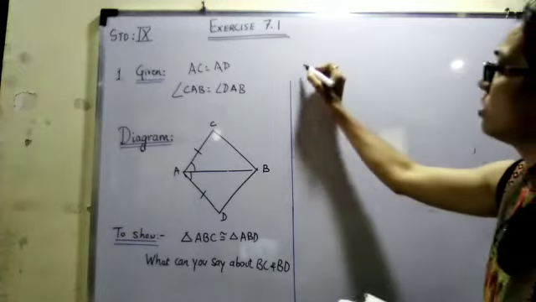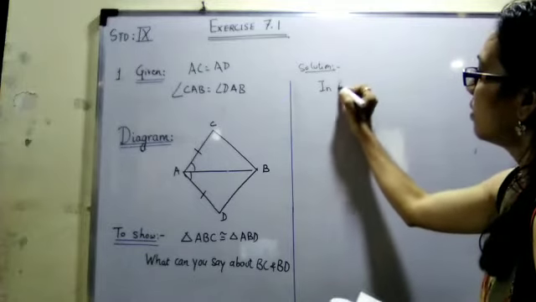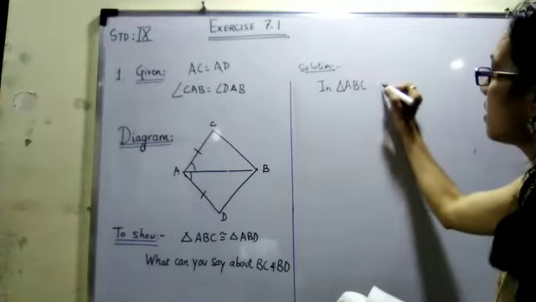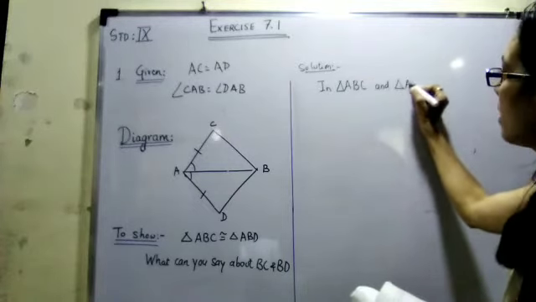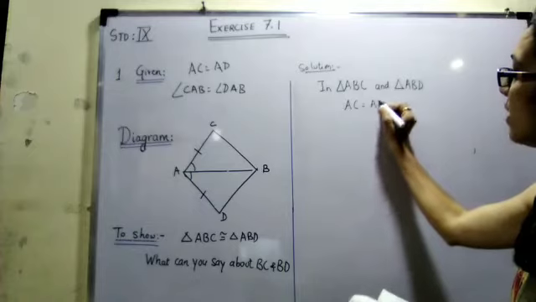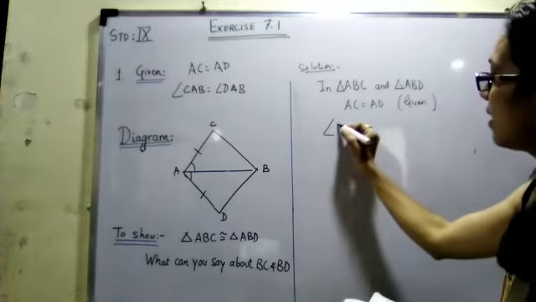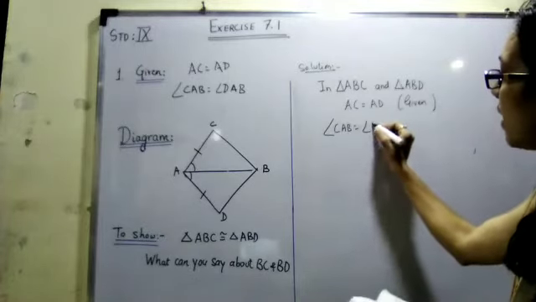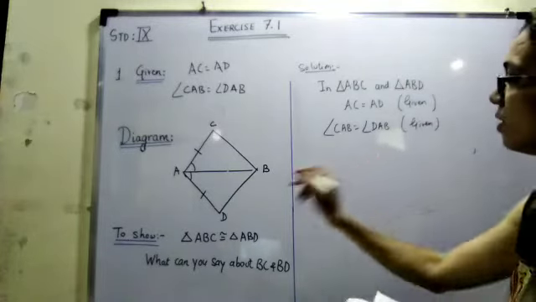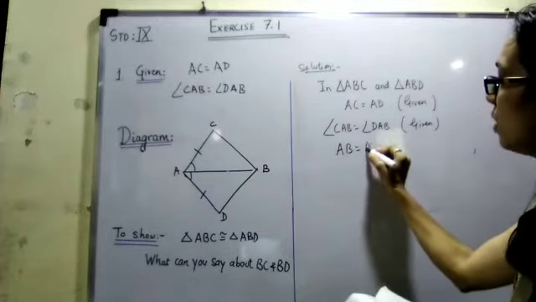So let us write down the solution. In triangle ABC and triangle ABD, it's given that AC is equal to AD. This is given. Next thing, angle CAB is equal to angle DAB. This is also given to us. If we see carefully, this AB side is common to both the triangles. So I will write down AB is equal to AB.